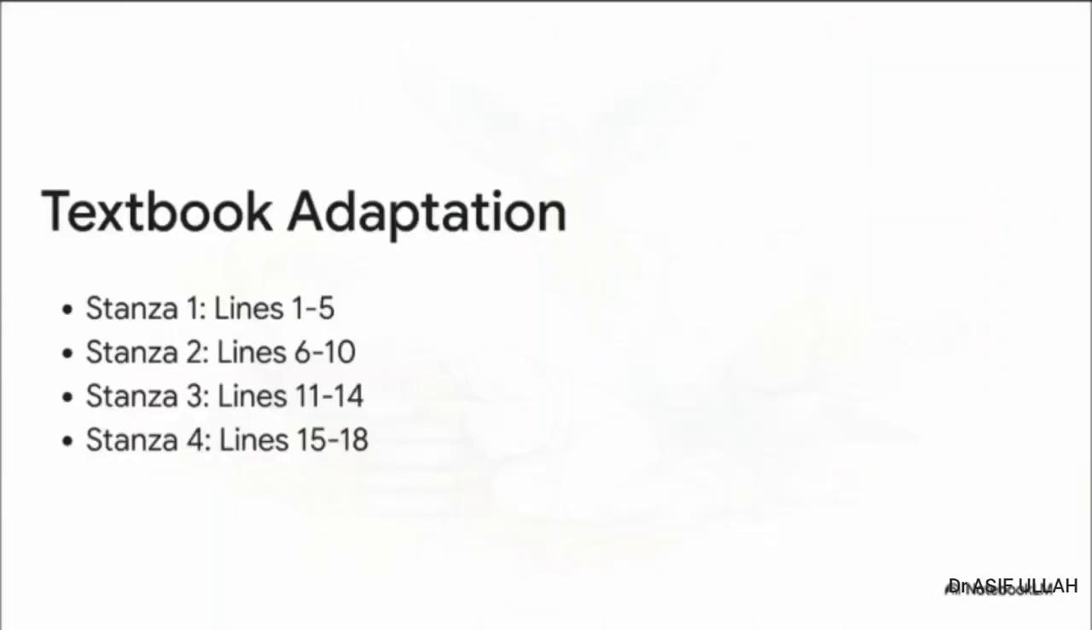But here's the catch. Modern textbook publishers deliberately fracture this unbroken momentum. They take that solid 18-line block and intentionally insert white space, adapting it into 4 artificial stanzas. Stanza 1 is lines 1 through 5, stanza 2, lines 6 through 10, stanza 3 is lines 11 through 14, and stanza 4 covers lines 15 through 18.